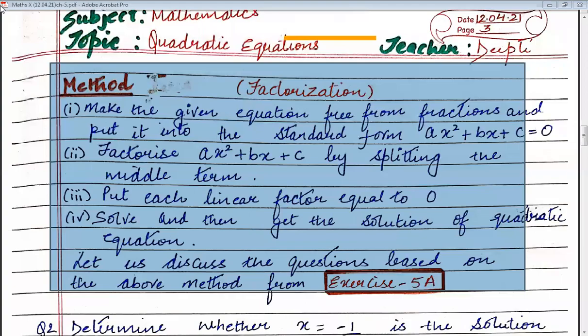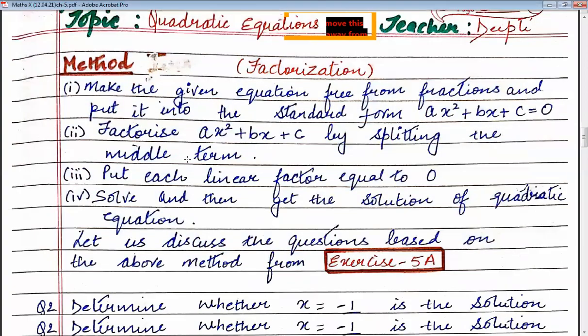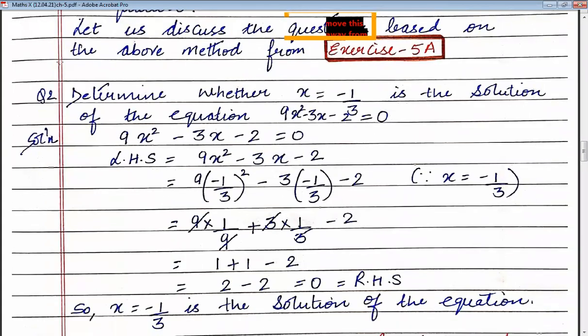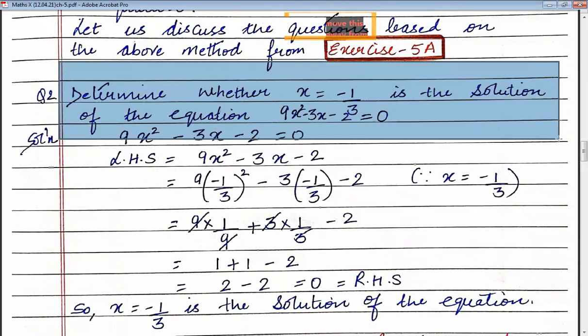Now children, let us discuss few questions from your book exercise, that is 5a. Now the first one is, determine whether x is equal to minus 1 upon 3 is the solution of the equation 9x square minus 3x minus 2 is equal to 0. So now children, you have to find out whether x is equal to minus 1 upon 3 is the solution of the given equation or not.